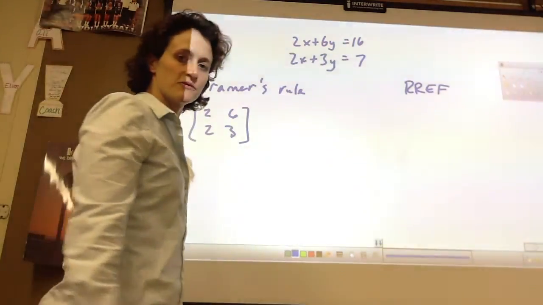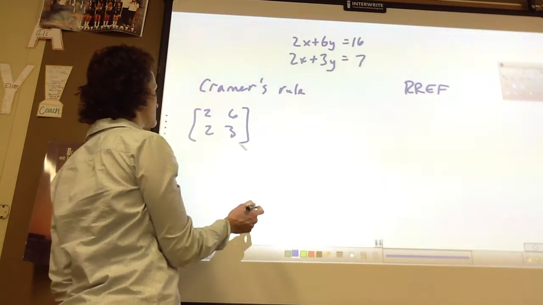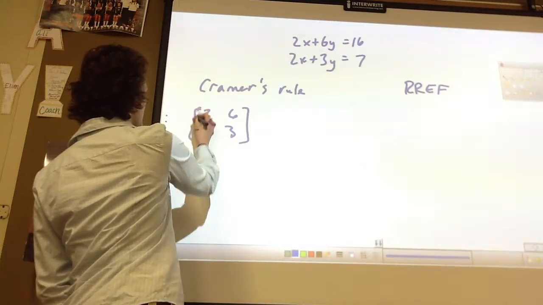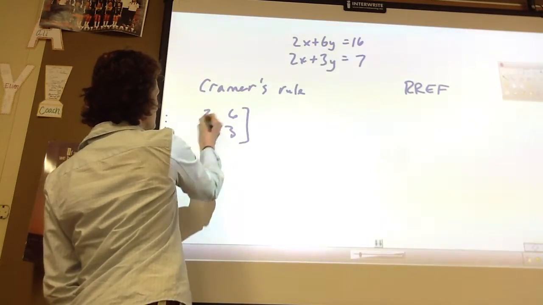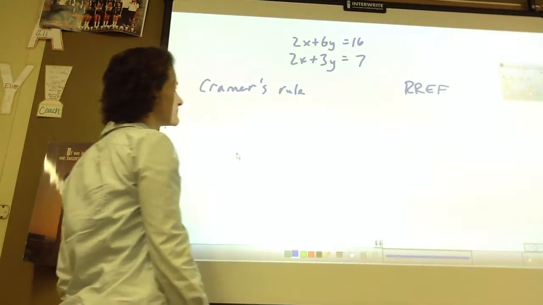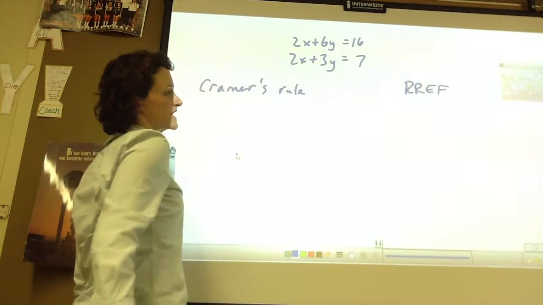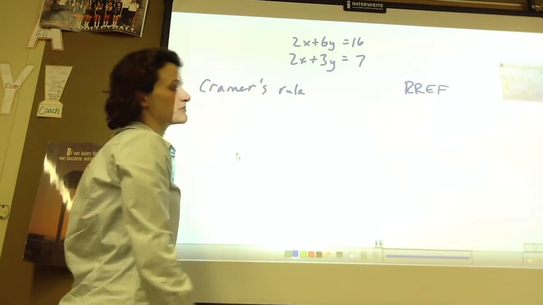I'm just going to do a really short lesson here on Cramer's rule and reduced row echelon form. The first thing I want to start out with is Cramer's rule. It's using determinants to solve a system of linear equations. So the whole point and purpose of this is to find the x and the y that makes that set of equations true, solving a system of equations.